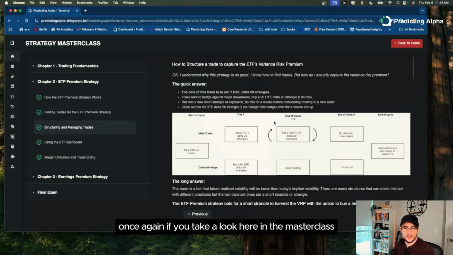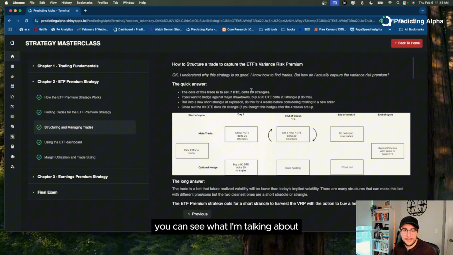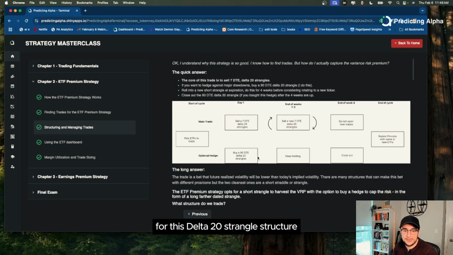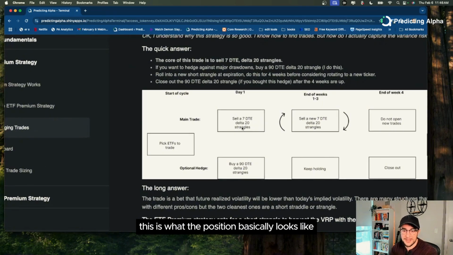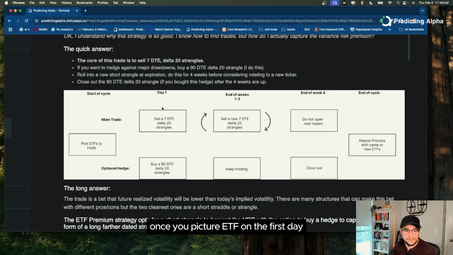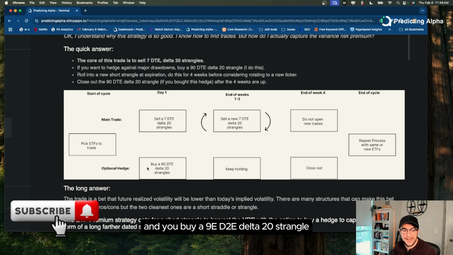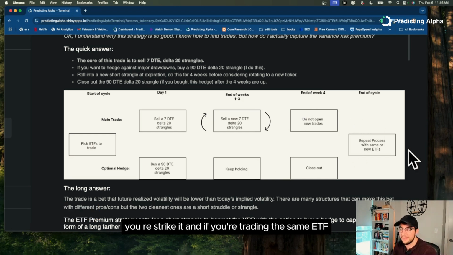If you take a look here in the masterclass, you can see what I'm talking about for this Delta 20 strangle structure. This is what the position basically looks like. Once you pick your ETF, on the first day, you sell a 7 DTE Delta 20 strangle and you buy a 90 DTE Delta 20 strangle. For the next few weeks, you're rolling the weekly under the protection of this 90-day, which you're just holding. And at the end of maybe 4 or 5 weeks, you close out the whole thing, you restrike it, and if you're trading the same ETF, you stick with it, or if you're moving your capital to a new one, you repeat the process with that one.